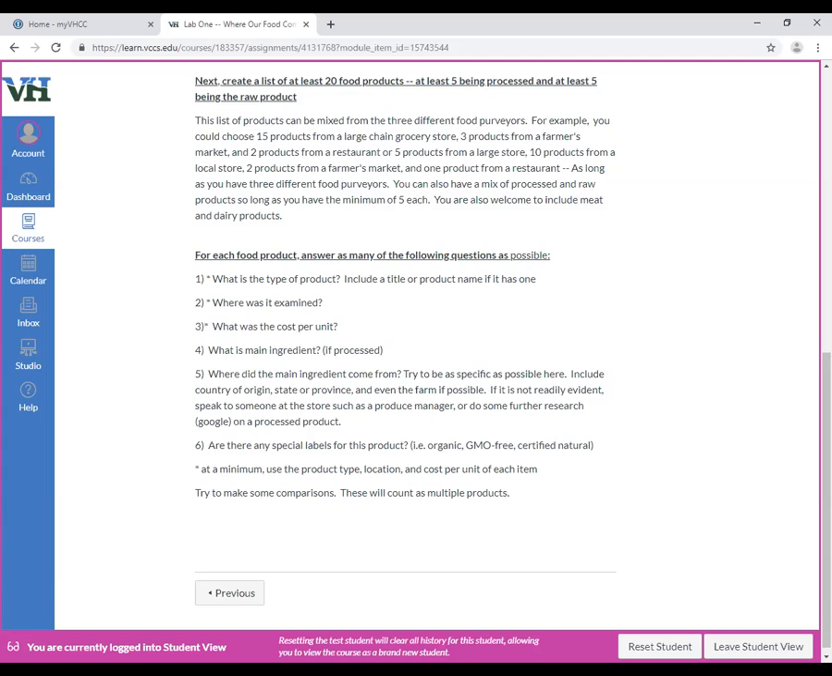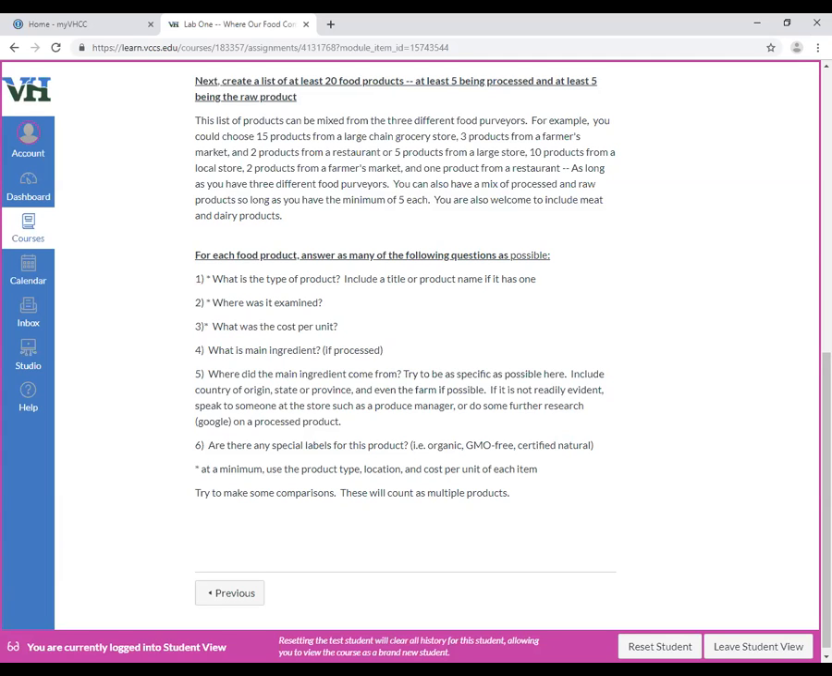Our farmer's market's interesting in that they don't allow people to sell products that they didn't grow. A lot of farmers markets do, though. So ask the person at the market stand whether they grew it, or if they didn't, where did it come from? And then in this case, we're trying to compare them.